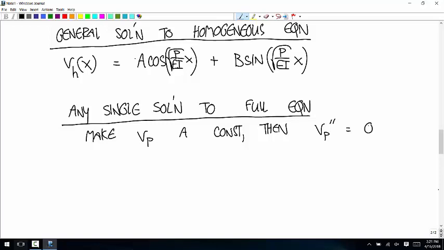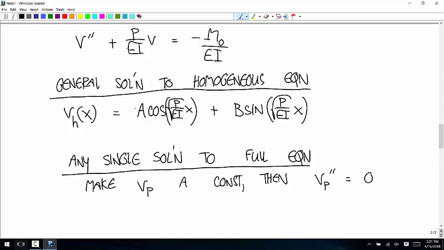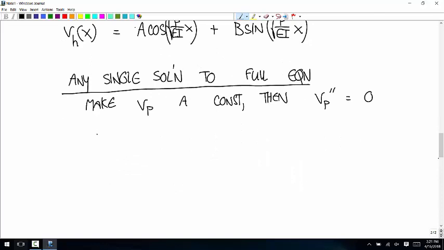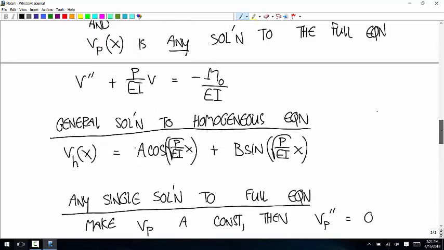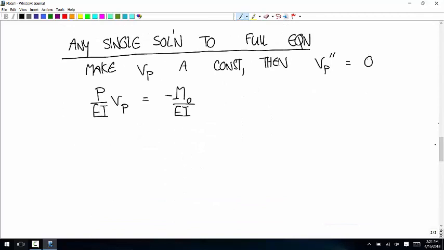So all we have to do for this is meet the requirement that P over EI times this constant V_p is equal to the right side of the equation. That's negative M_0 over EI. Is that what it was? Yeah. Now solve for V_p. You can cancel these. And V_p is equal to negative M_0 over P. And that constant solves the full equation.